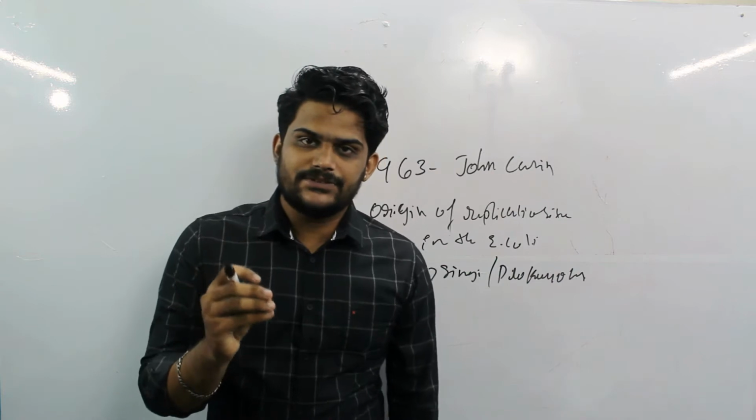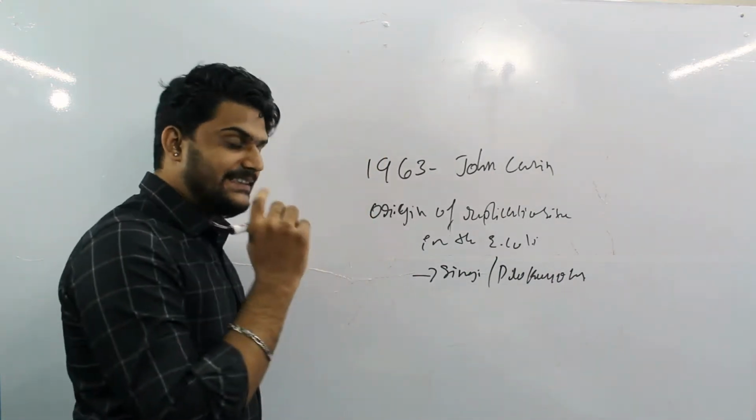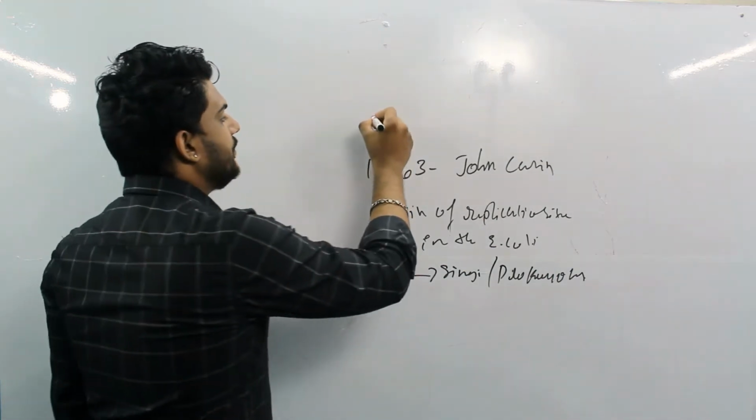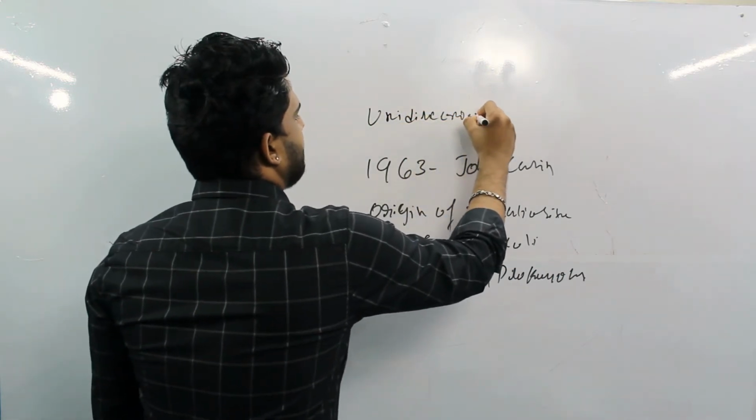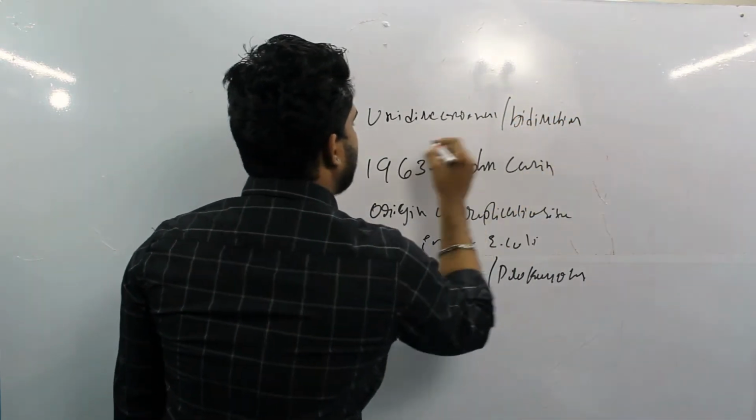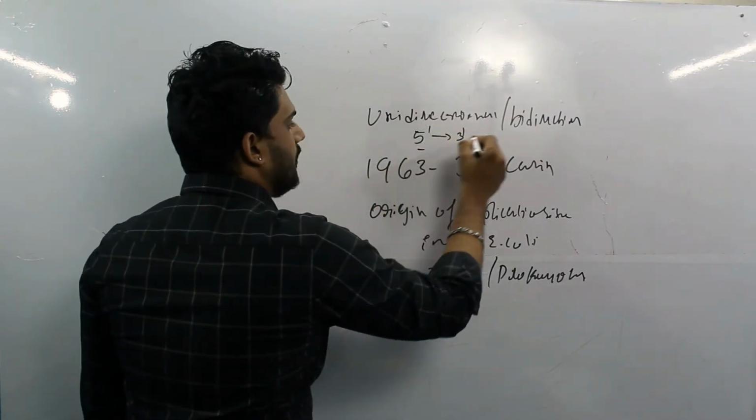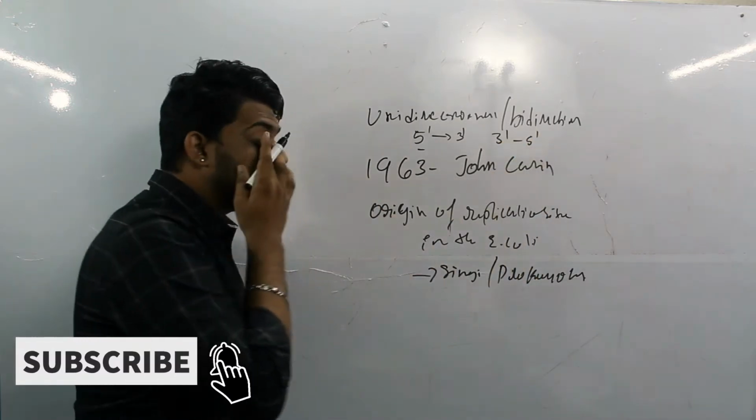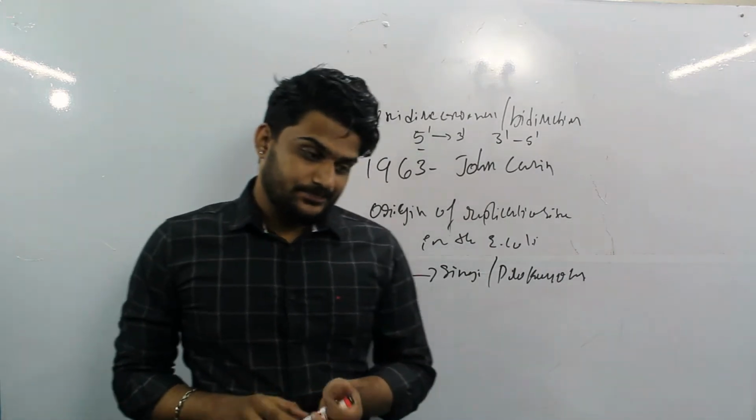And in 1963 itself he confirmed another thing, that the replication of DNA might be unidirectional or bidirectional. That means it may go from 5' to 3' end only, or it may go from 5' to 3' end and also 3' to 5' end. So this was John Cairns, the scientist, who confirmed this theory.